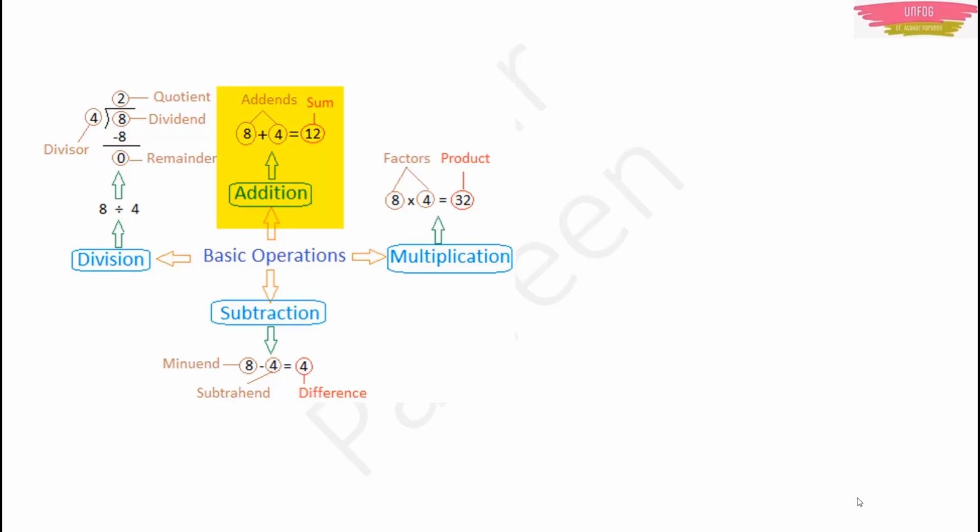When you do addition, those two numbers which you add, you call them addends. And the answer which you get after addition, you call it sum. So the other name for addition is sum. And in subtraction, the other name for subtraction is difference. Of the two numbers which you subtract from each other, the first number you call minuend and the second number you call subtrahend. And the answer will be your difference. Then in multiplication, if you are multiplying, for example, 8 and 4, your answer will be 32. That answer is known as product and those two numbers which you are multiplying are factors of this 32.